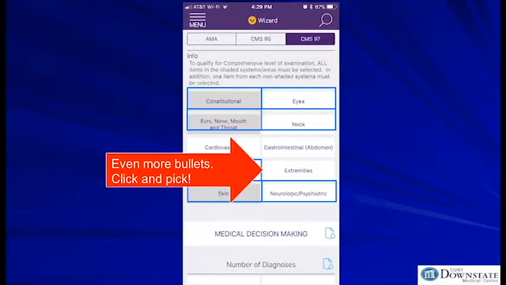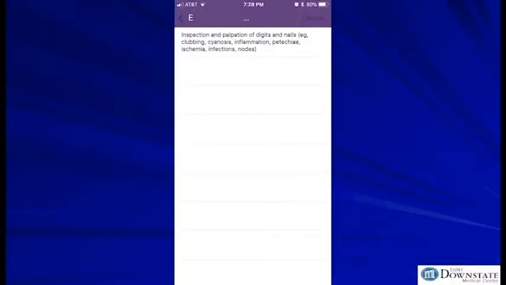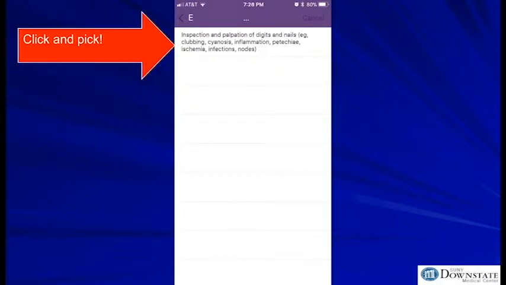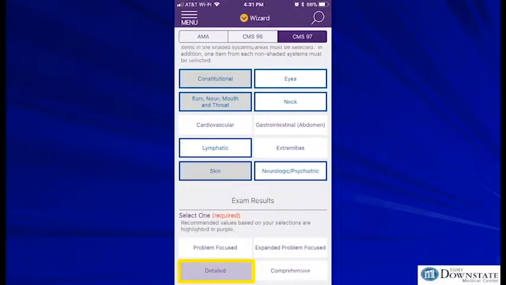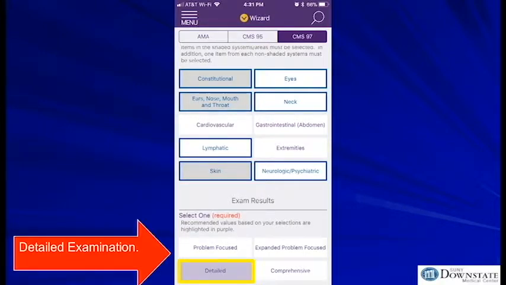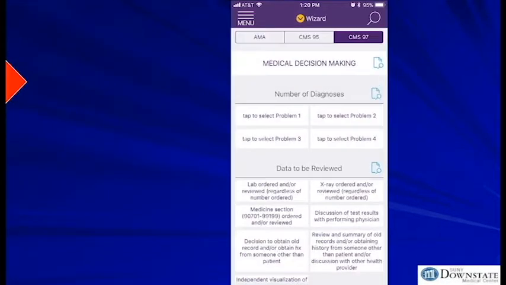So what you've done on here, when you have it all done and filled in on there, you can pick more bullets if you want to. You can look at the extremities. You can be as detailed as you want to be. And the examination results, based on what we picked, is a detailed examination. That is good enough for a level 4 follow-up visit.